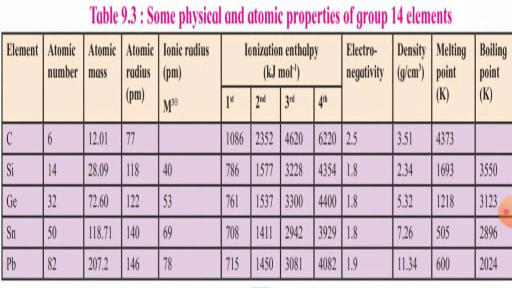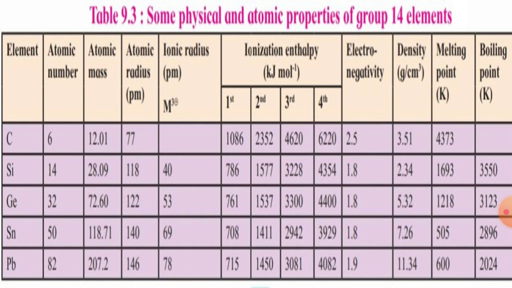Then next to atomic mass, atomic radius is there. See the values: 77, 118, 122, 140, 146. What do you observe, students? The atomic radius is also increasing. What is atomic radius? It is nothing but the distance from the nucleus to the outermost shell of an atom.